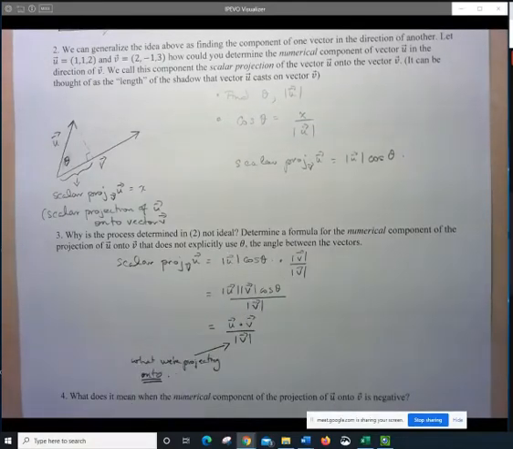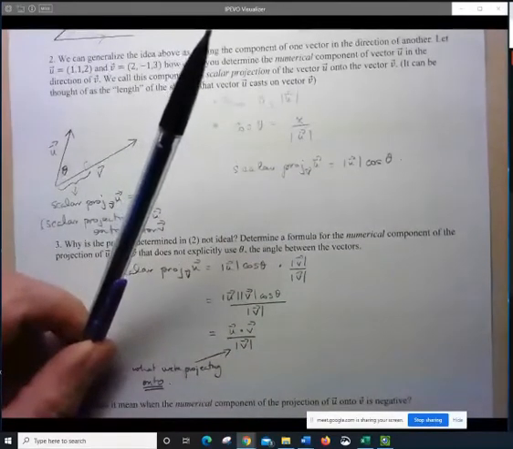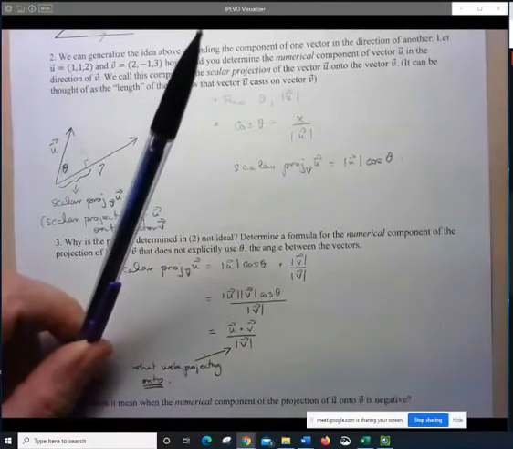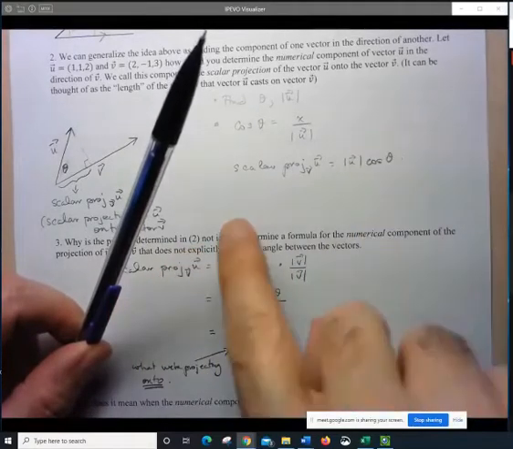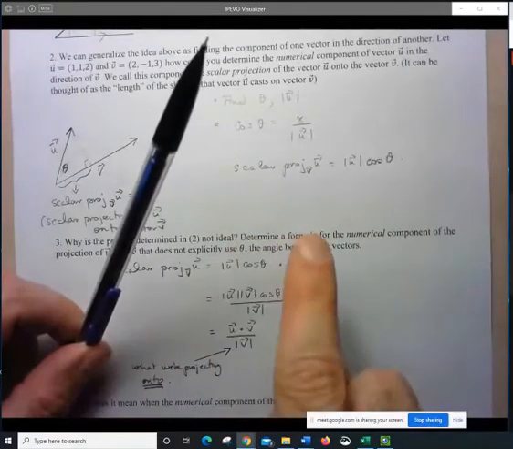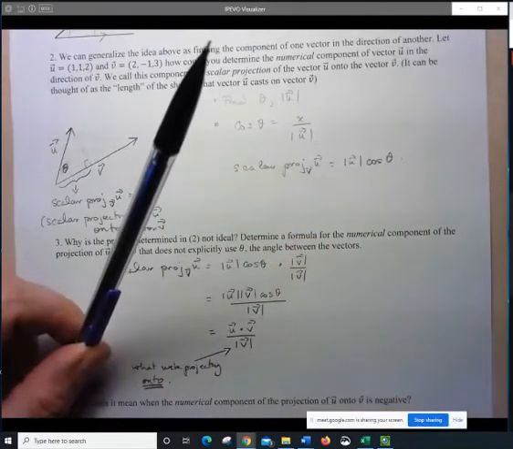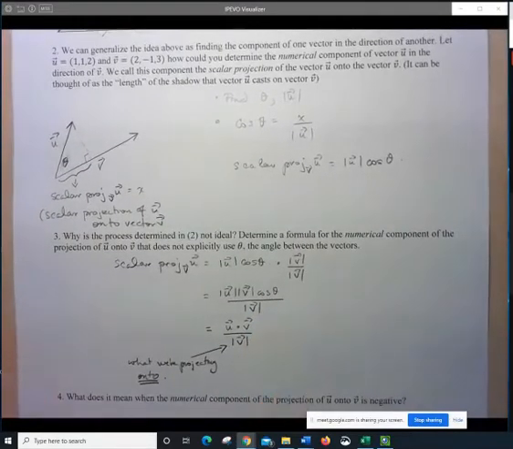Let's say I've got some force vector, but something's moving along a ramp in this direction, and you can use a vector to represent the direction of the ramp. You might want to know the component of this force in the direction of the ramp. What this allows you to do is determine it completely algebraically, without having to know or determine the angle between the vectors.